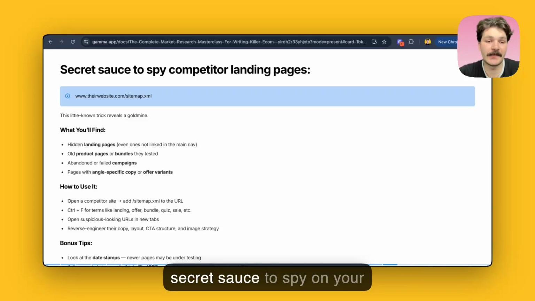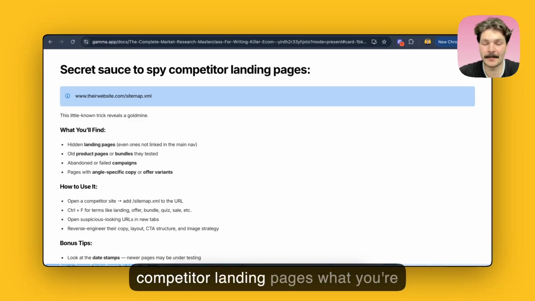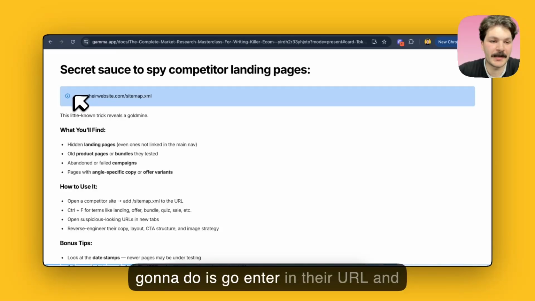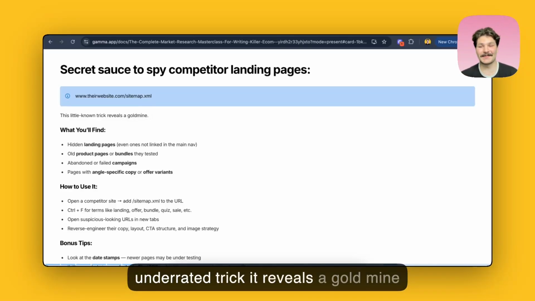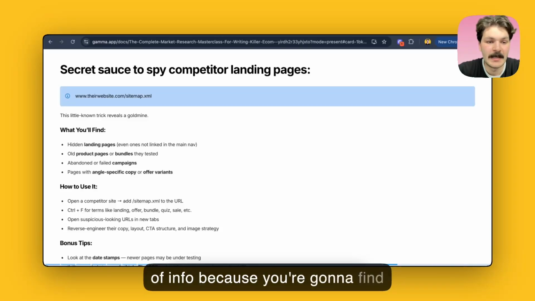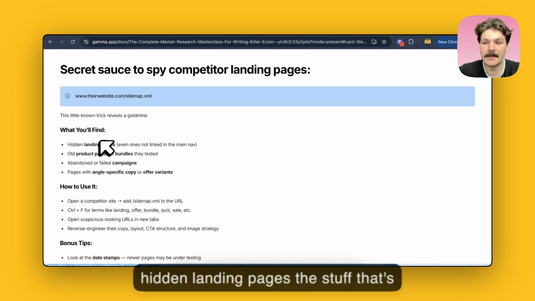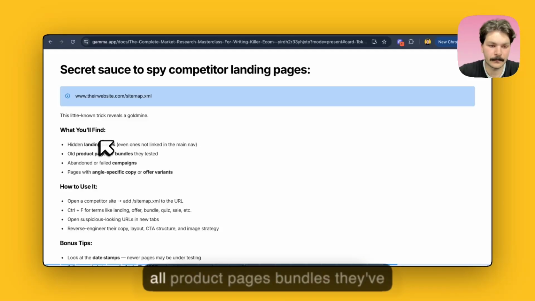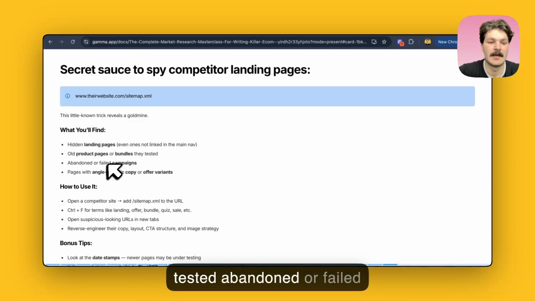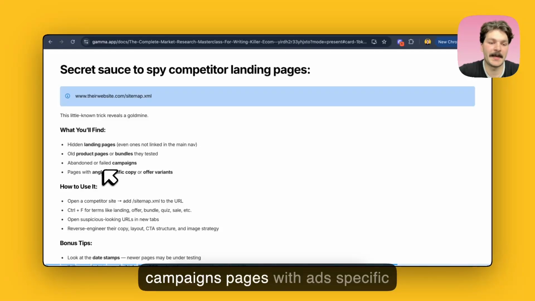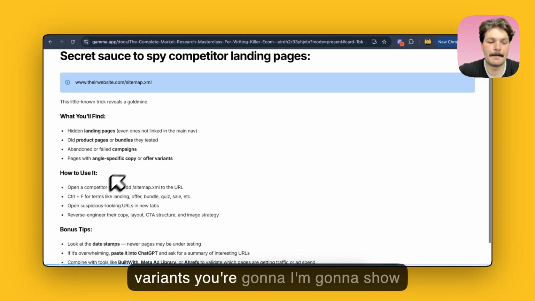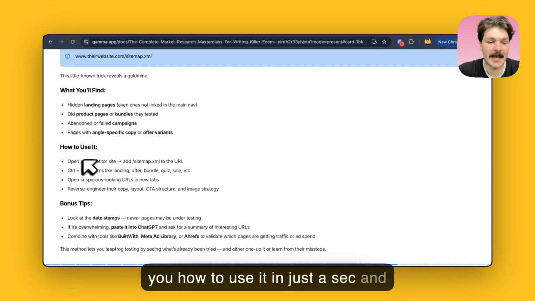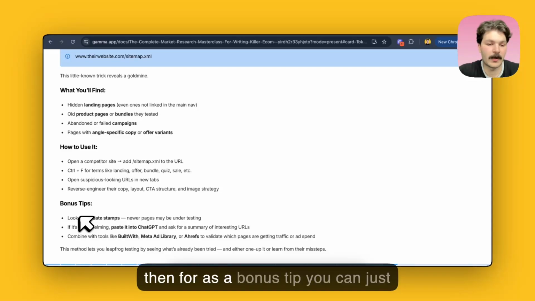Now, this is the secret sauce to spy on your competitor landing pages. What you're going to do is enter their URL and then add /sitemap.xml. This is an underrated trick. It reveals a goldmine of info because you're going to find hidden landing pages, the stuff that's not linked in their navigation menu, all product pages, bundles they've tested, abandoned or failed campaigns, pages with angle-specific copy or offer variants. I'm going to show you how to use it in just a sec.